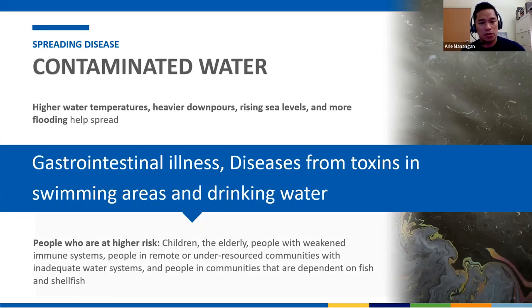Higher water temperatures, heavier downpours, rising sea levels, and more flooding help spread gastrointestinal illness and diseases from toxins into swimming areas and drinking water. Individuals most at risk are children, the elderly, people with weakened immune systems, and people in communities that are dependent on fish and shellfish. Next slide, please.